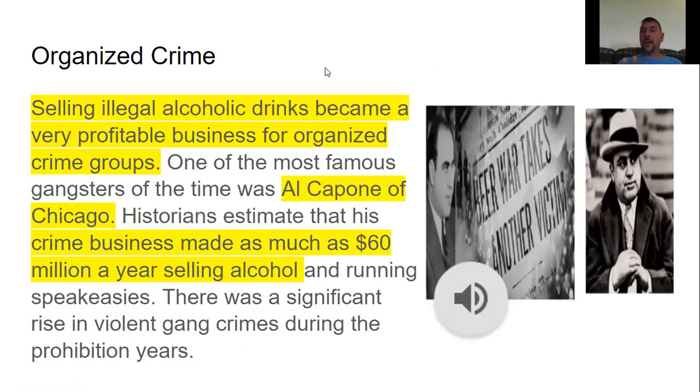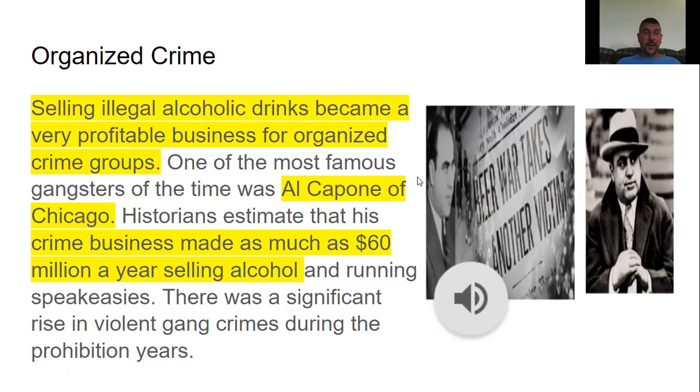And like I said, with alcohol being prohibited, being taken away, in came organized crime. You have this man over here. This is Al Capone. Selling illegal alcoholic drinks became a very profitable business. They could make a lot of money. What I always tell y'all, it's always about money, right? For organized crime groups, one of the most famous gangsters of all time was Al Capone of Chicago.